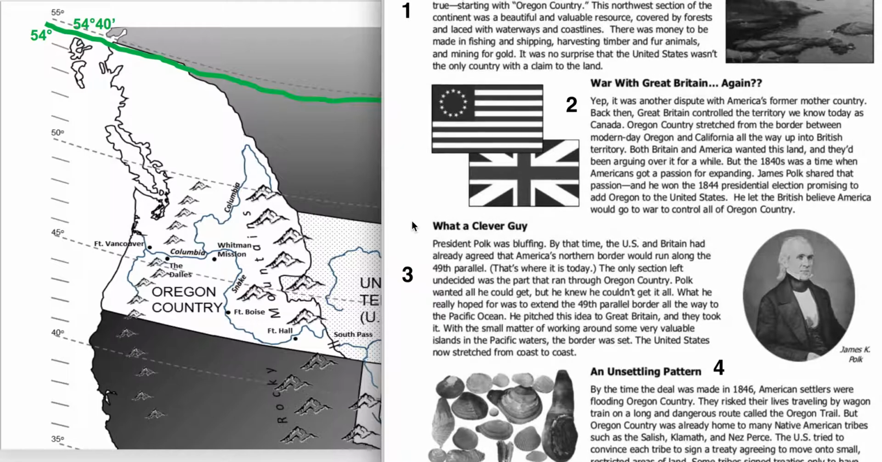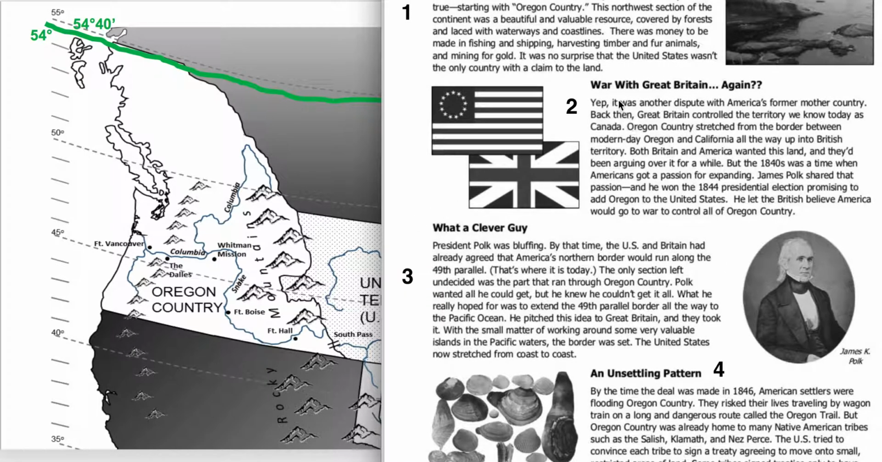So back up in our reading, we're going to read the second paragraph. War with Great Britain again? Yep, it was another dispute with America's former mother country. Back then, Great Britain controlled the territory we know today as Canada. Oregon country stretched from the border between modern-day Oregon and California, all the way up into British territory. Both Britain and America wanted this land, and they'd been arguing over it for a while. But the 1840s was a time when Americans got a passion for expanding.